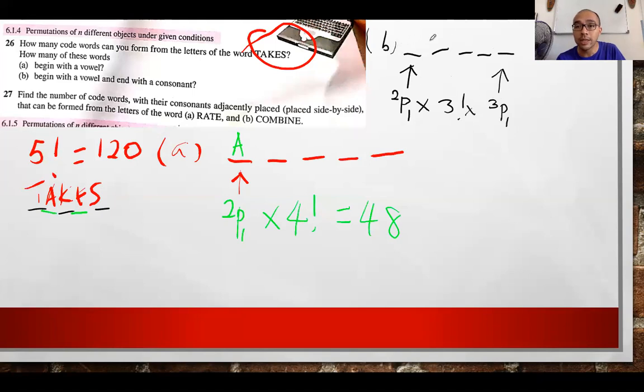And because all of this happens simultaneously, semua ini berlaku serentak, then we use the multiplication rule. Because bila kita sudah masukkan vowel di sini, ini akan terpengaruh ini. Bila kita sudah masukkan one consonant here, this one also terpengaruh. So that's why we use the multiplication rule. Okay, sorry.